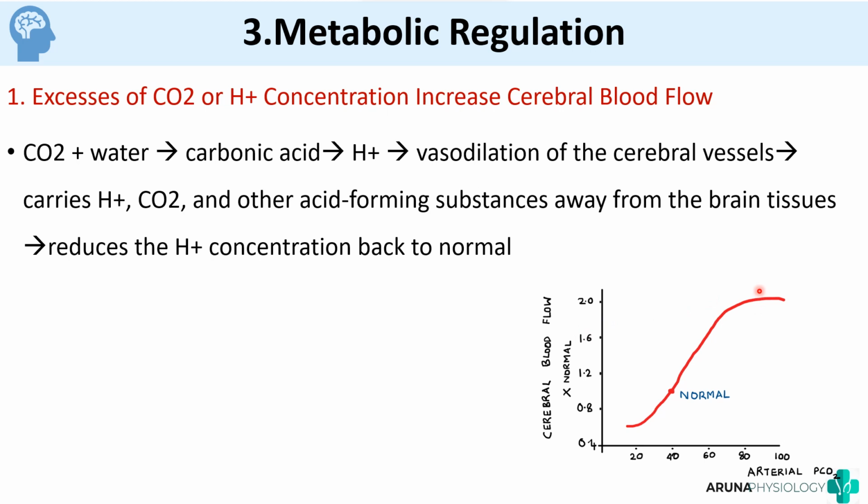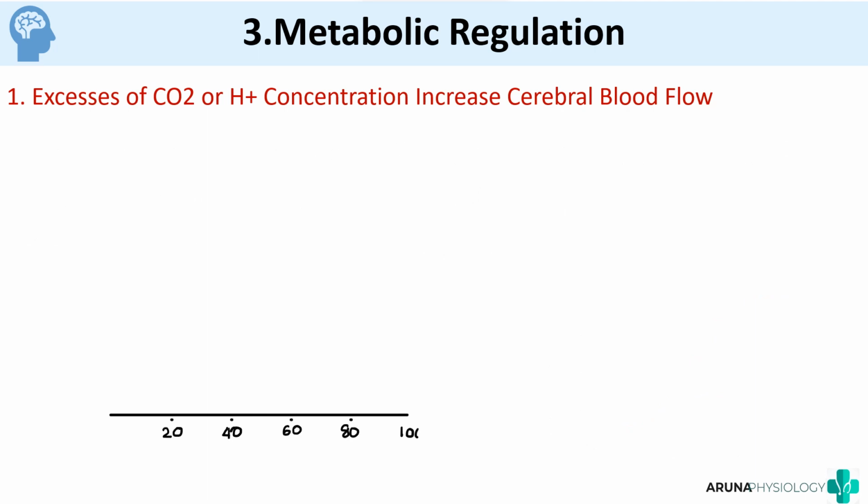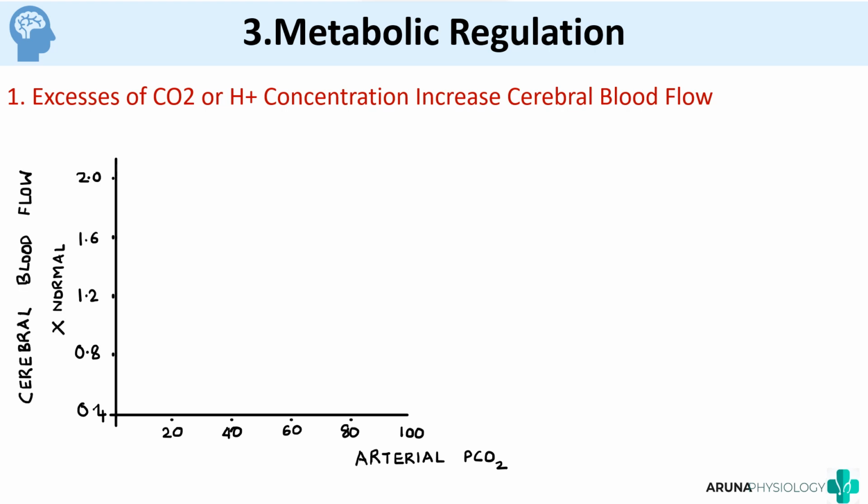Okay, so this also we can explain with the help of this graph. To draw this graph, you can draw the arterial PCO2 on the x-axis, and on the y-axis you can draw the cerebral blood flow times normal, that is, how many times your cerebral blood flow is going to change. Here you can see that the graph is somewhat like this, and the normal PCO2 is around 40. As the arterial PCO2 increases, cerebral blood flow also increases, maybe up to 2 times. Okay, so this is how the PCO2 can act on the cerebral blood flow.